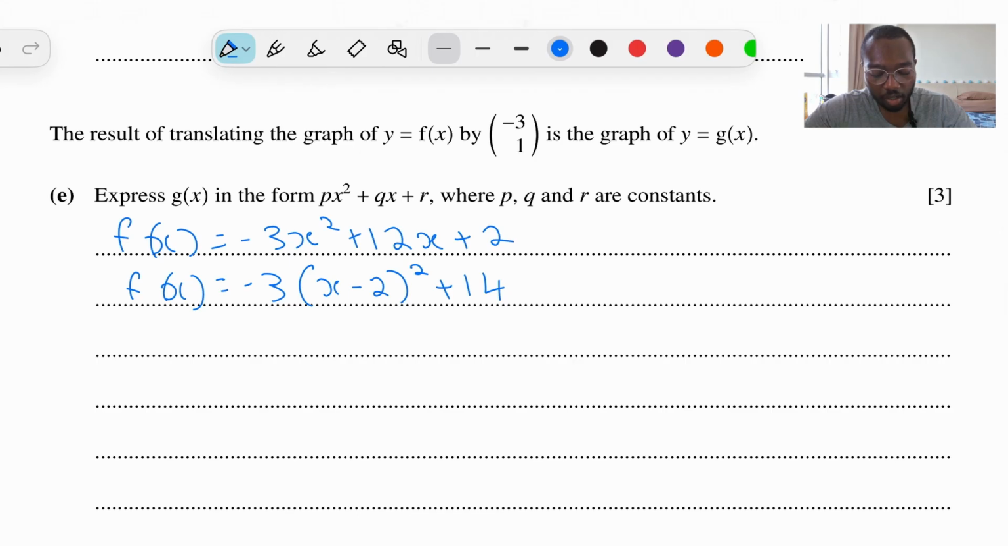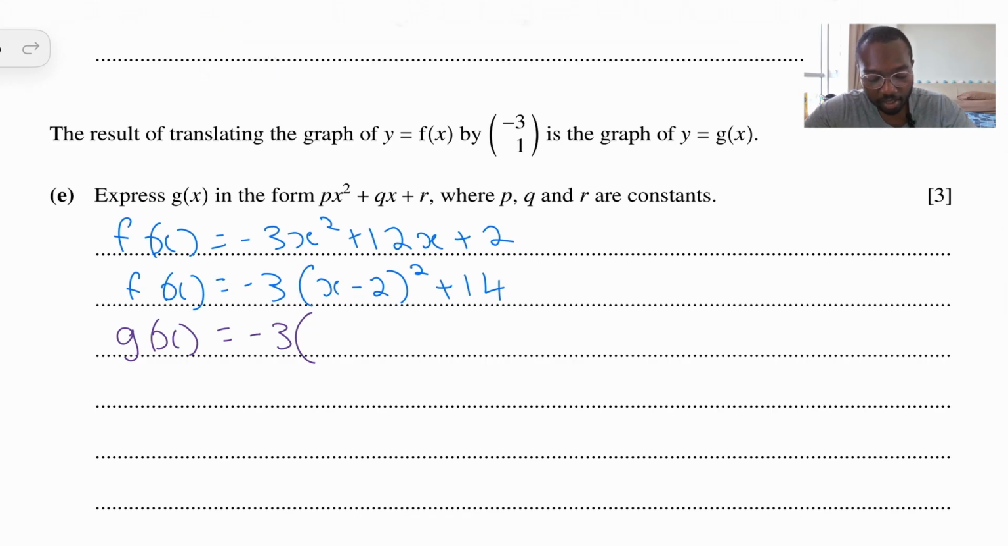So let's start with the x value. It is transformed by minus 3. Now that minus 3, when it's written in this form, means that it's shifted to the left by 3 units. So what does that do to the x value here? If I start writing g of x, that would be minus 3, and if we shift to the left by 3 units, then we need to plus 3 to this minus 2, because right now this is minus 2.